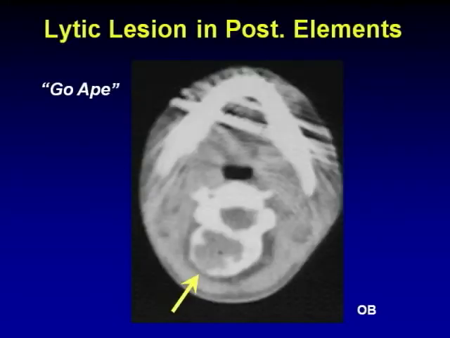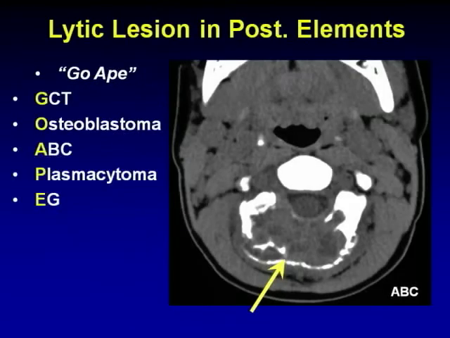And so when you see a lytic lesion in the posterior elements, some people like to think about the mnemonic GO APE, where the G in GO APE is for a giant cell tumor, and O is for that osteoblastoma that we've been talking about. Other entities that can cause lytic lesions in the posterior elements of the spine include ABC, pictured here, plasmacytoma, and EG, eosinophilic granuloma. Note the fluid levels in this ABC.